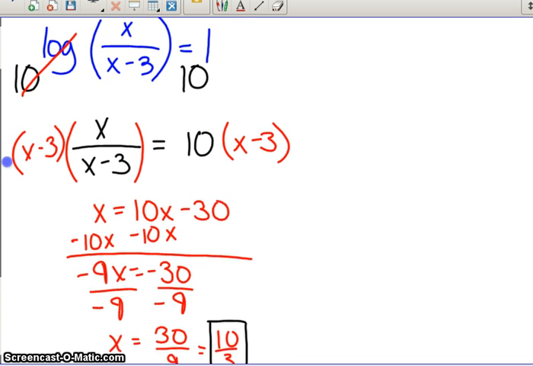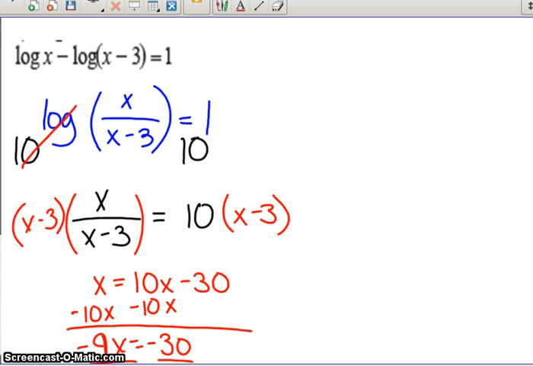If we look back at the original, 10 over 3 is positive, so we're taking the log of a positive number. Even when we subtract 3, we'll still be able to get a positive number. So it works, which is good because it's our only answer. That's solving equations involving logarithmic functions. There are a bunch of applications that we're going to talk about, and we will do those in the next video.